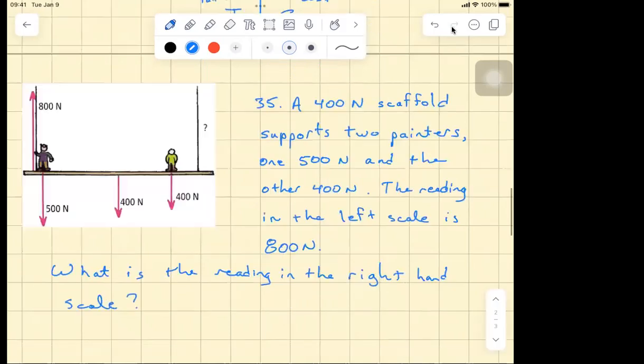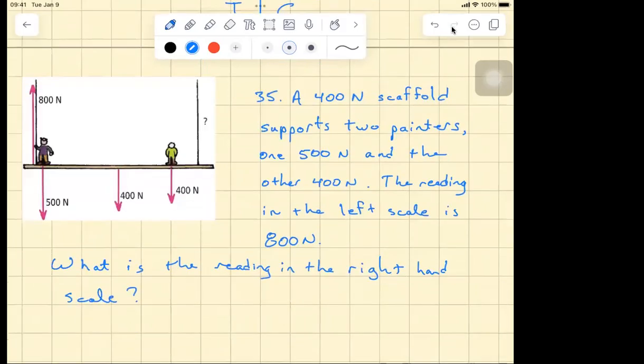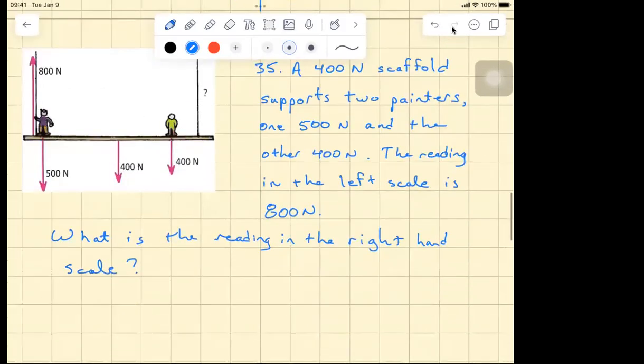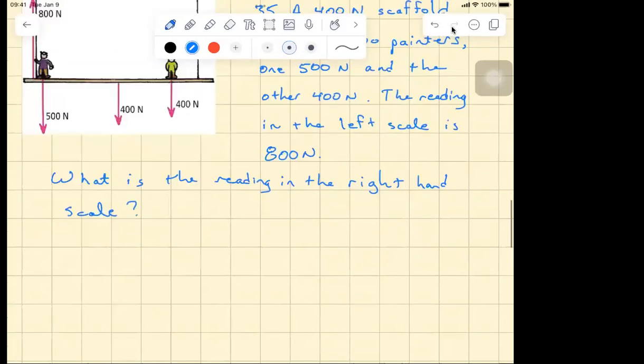Let's go on with this next problem. A 400 Newton scaffold supports two painters, one 500 newtons and the other 400 newtons. The reading on the left scale is 800 newtons. What is the reading on the right hand scale? Well, what do we know? If it's in equilibrium, standing still, the sum of all the forces has to equal 0.